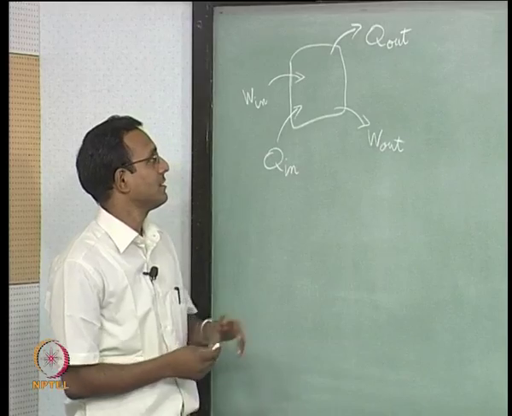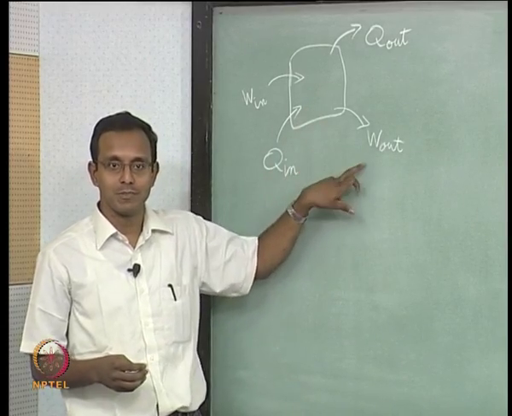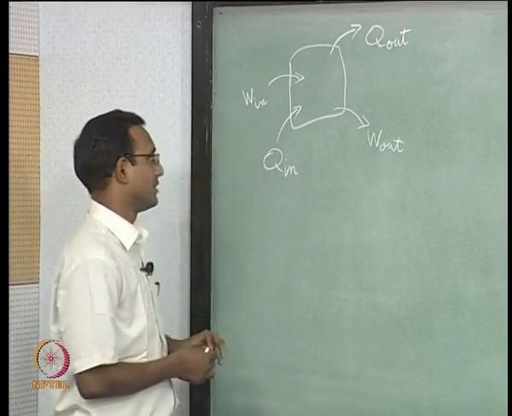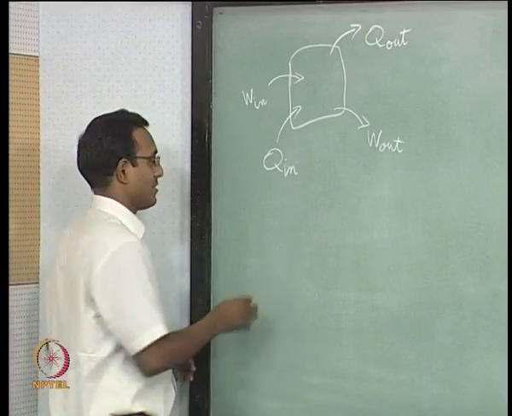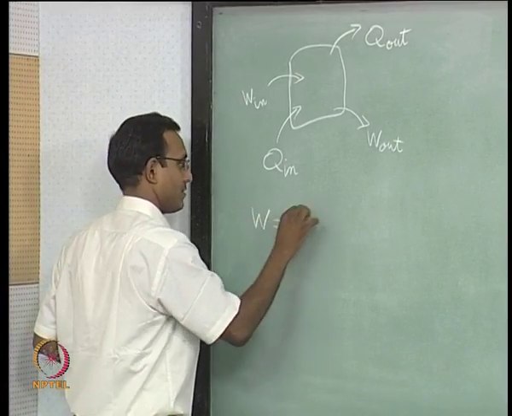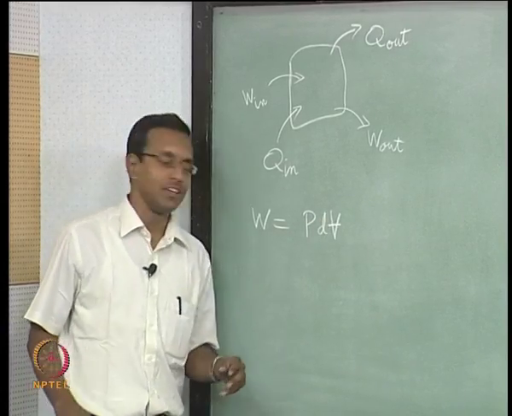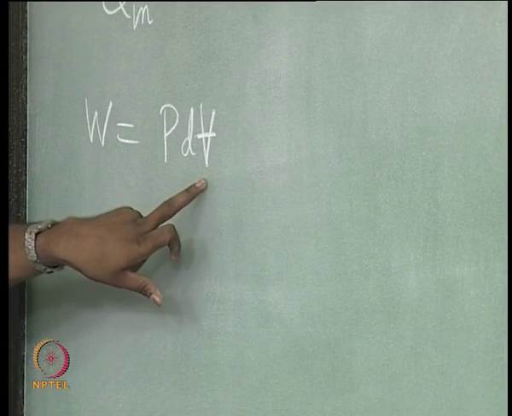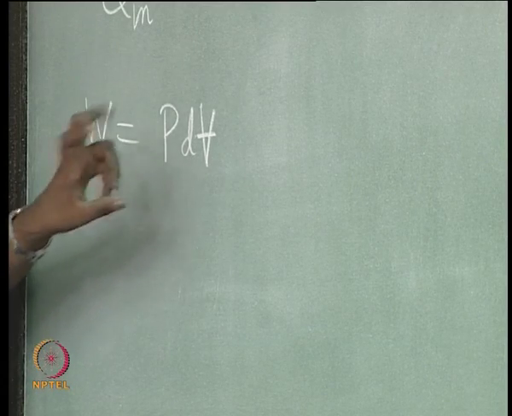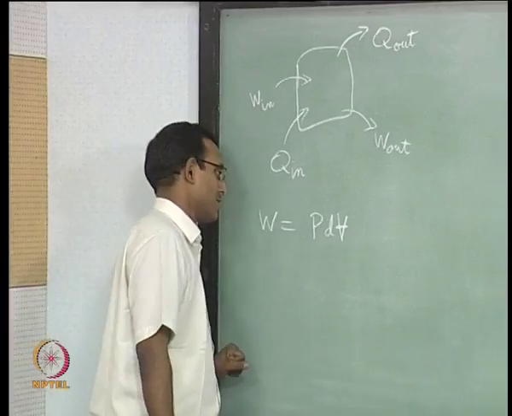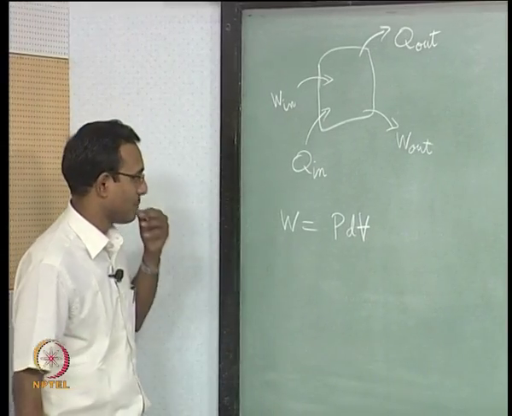If I say that work is done by the system to the surroundings, it is just a convention, I guess. If I say W equal to P dV, I will go back and write it as molar volume if needed. Currently, let us keep it as volume as such. If I write it like this, what do I mean by this?